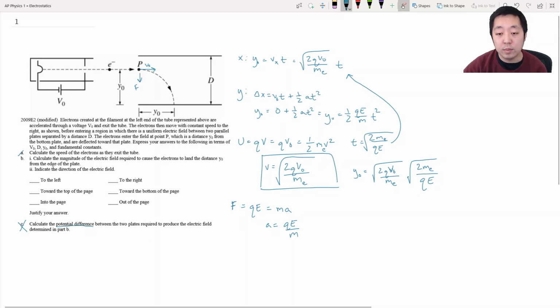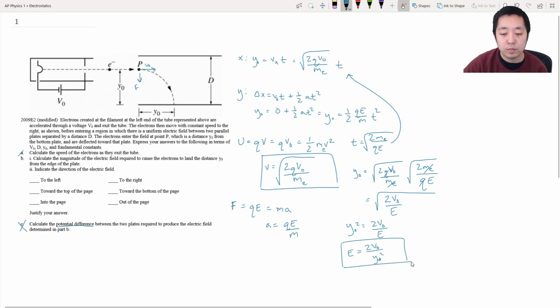Okay, and then I can combine these things into the same square root, because that's one of the rules of square roots. And then things will cancel. The mass of the electron will cancel. The charge of the electron will cancel. So I get 2 V naught over E. And now I can solve for the electric field. y naught squared is equal to 2 V naught over E. And so E would equal 2 V naught over y naught squared. So that's the magnitude of the electric field.